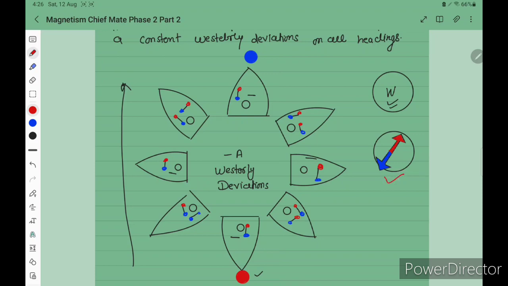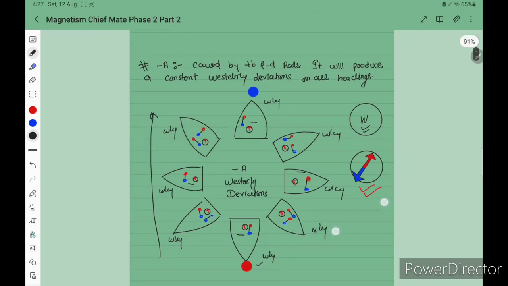Okay, now the compass looks like this. Okay, here the closest one is red, so red will repel, and the other will attract. So it causes westerly headings. Westerly. Okay.